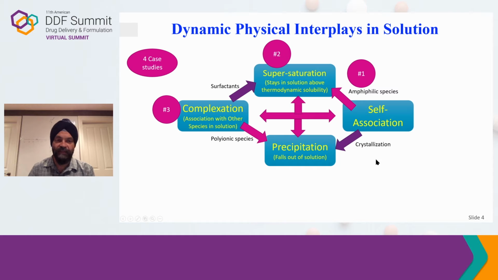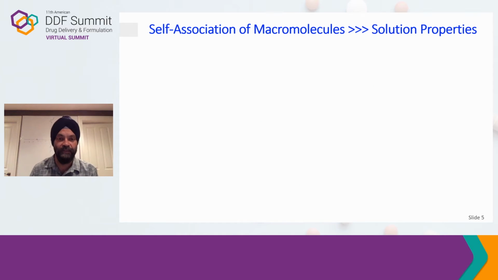Now, we will have some case studies here, and those numbers are highlighted here for each of these. And these case studies really will highlight the importance of drug-drug interaction, drug-excipient interaction, and its role in either supersaturation or in precipitation of the drug.